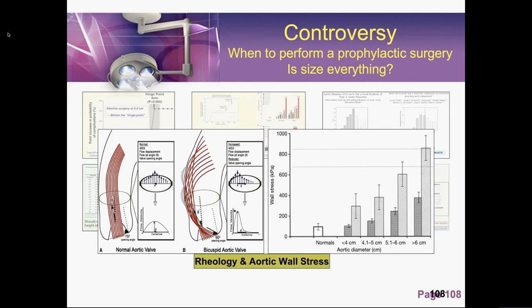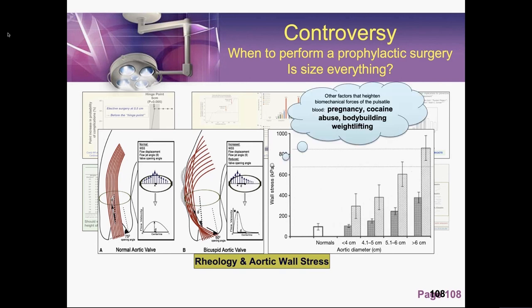We also know that rheology and aortic wall stress matters, especially if there is an aortic regurgitation or aortic stenosis. And the aortic wall stress is increased along with the dimensions of the aorta in a proportional manner. Now, if we add to that pregnancy, cocaine abuse, bodybuilding, and weightlifting, then we can understand that aortic wall stress and rheology are two very important factors that we should be taking into consideration.